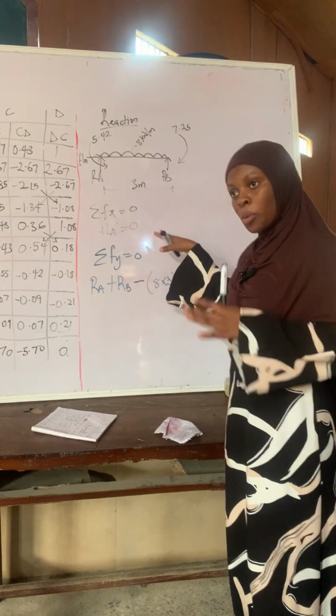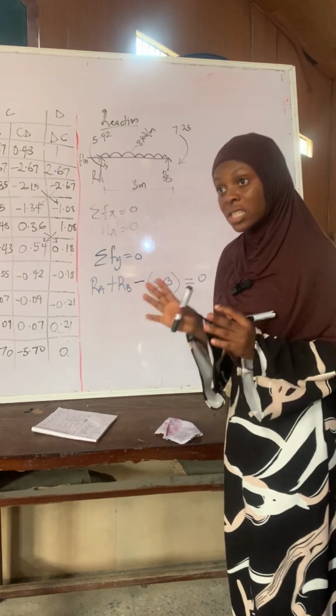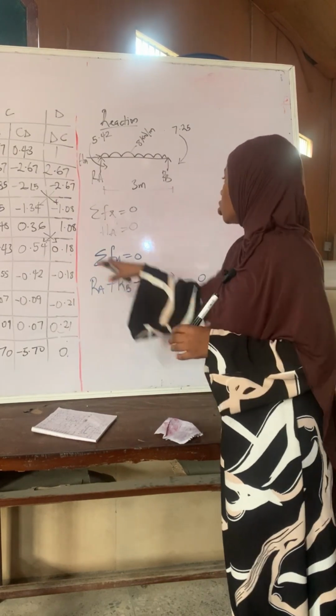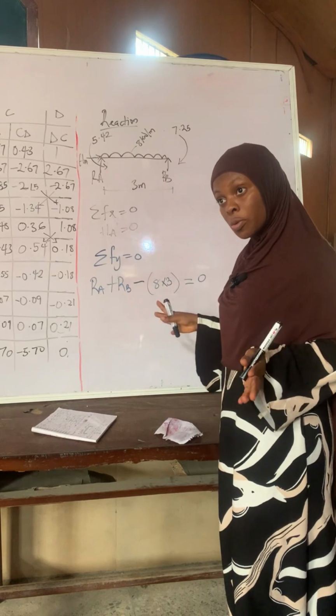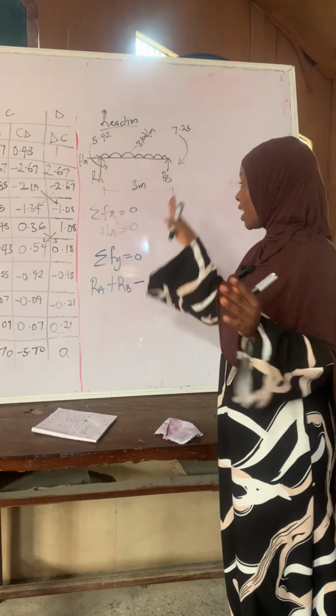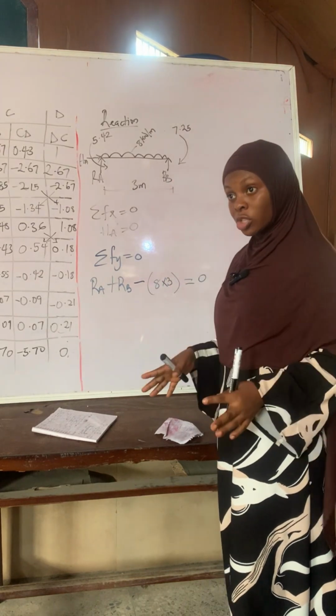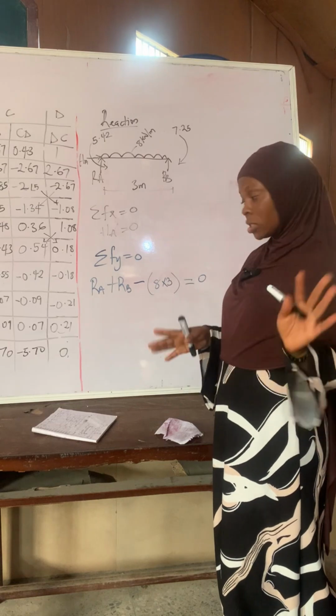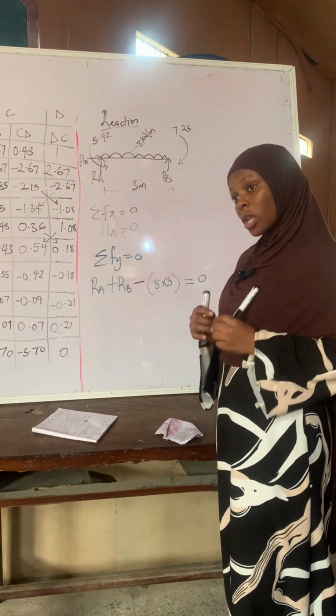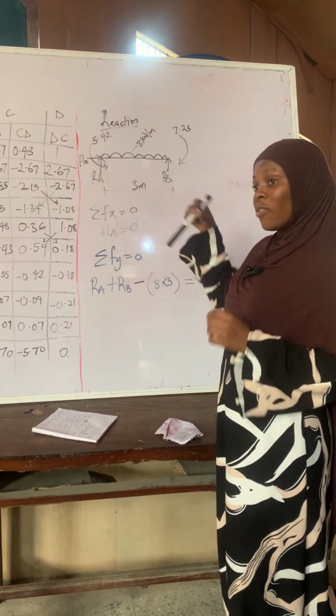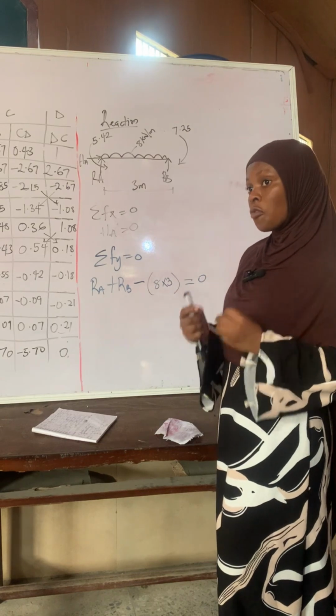Summation Fx, summation Fy, and our summation of moments. You understand the three equilibrium equations, right? So now we've done our summation Fx equals 0, and the only force we have on the horizontal line in this case is our HA, which is 0. That one is settled. Then we move to our summation Fy equals 0. That is the sum of our vertical forces.